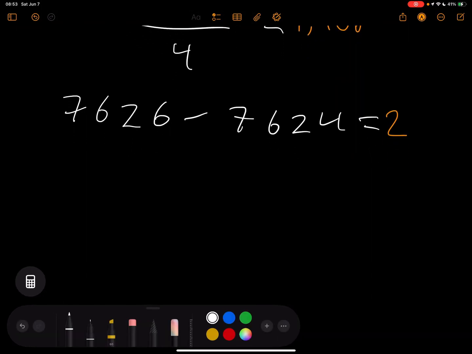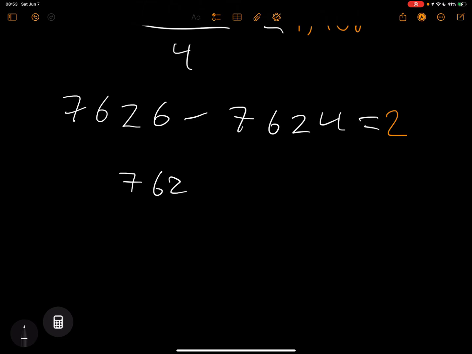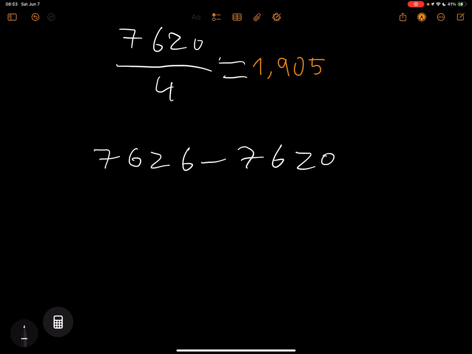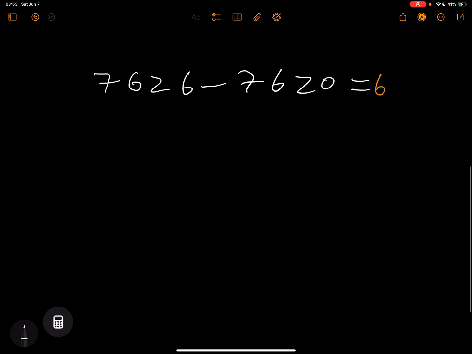Now we can continue the pattern, so the next multiple of 4 is going to be 7620, and clearly it's divisible by 4. Right? And then we keep going. If you find the difference, this is pretty easy math, but I'm just writing it here. We get 6, right? Now we find the pattern 2, 6, and they will go 10, 14, 18, and so on. So up to which point does it stop?